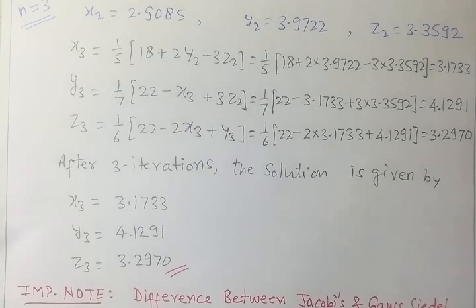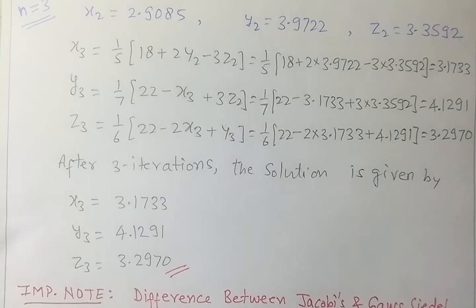Now I have clearly mentioned the difference between the two. Students normally get confused. They apply Jacobi's method in Gauss Seidel and Gauss Seidel method in Jacobi's. So remember, in Jacobi's method we are taking old values of x, y, z. In Gauss Seidel we are taking the latest value.